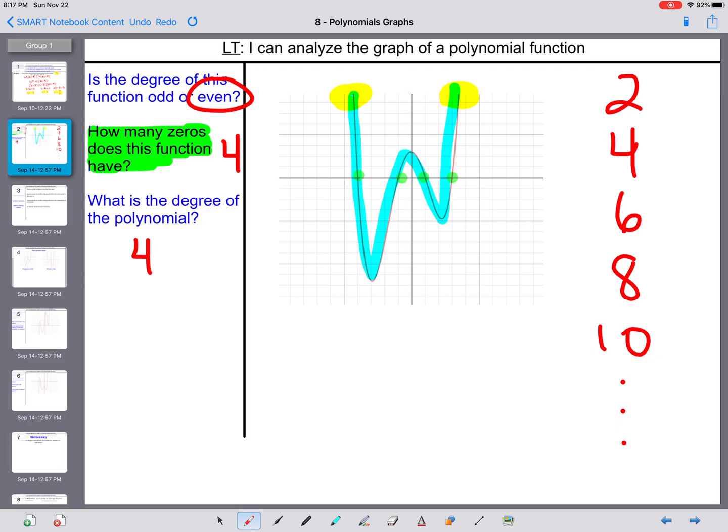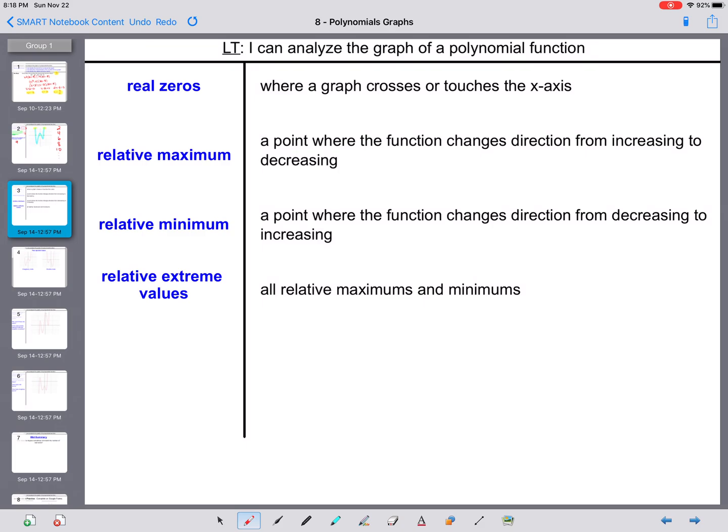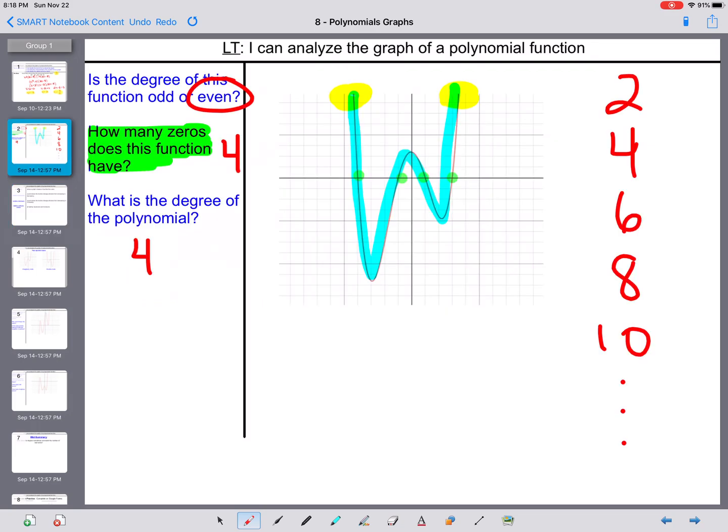Now, there are also other aspects of a polynomial graph that we're going to go over, but first I want you to look through these definitions. The first one is what we just covered. The real zeros are where the graph crosses or touches the x-axis, and that's what we just did here. I highlighted them in green.